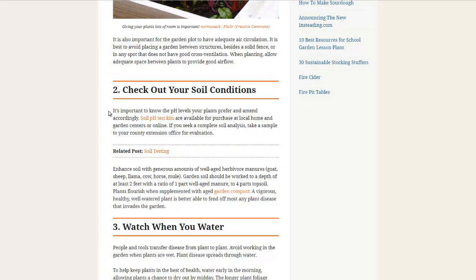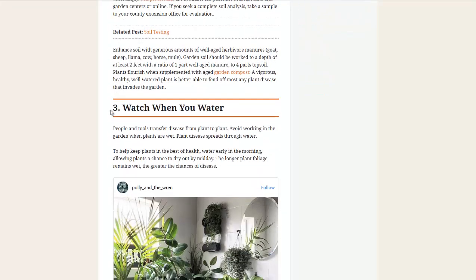Check out your soil conditions. Check out those pH levels. If you're growing plants in soil with the wrong kind of pH for those plants, they're not going to be able to absorb as many nutrients, thus leaving them more stressed and more susceptible to disease. Ideally, you want to lower the amount of stress the plants feel, so that includes providing the optimum growing conditions which they prefer.